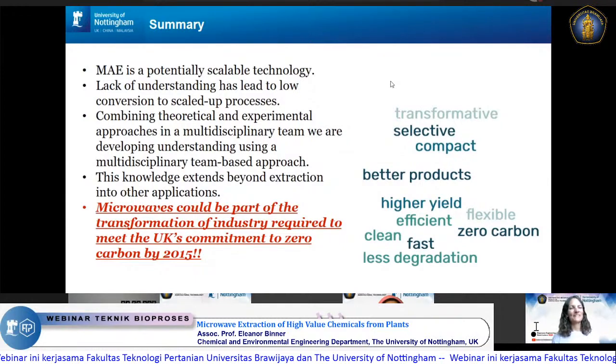I do. The summary is microwave assisted extraction is a potentially scalable technology, but the lack of understanding has led to low conversion of scaled up processes. Combining theoretical and experimental approaches in a multidisciplinary team, we are developing understanding, and this knowledge extends beyond extraction to other applications. As you saw, we work as a team, so we have lots of people working on different things, and we all talk to each other and learn from each other. So I feel like microwaves could be part of the transformation of industry that we must have to meet this commitment to zero carbon. Oh, I wrote 2015. 2050.